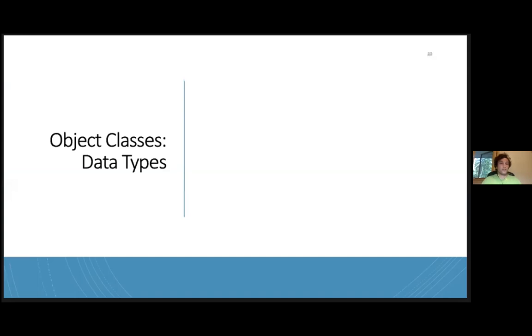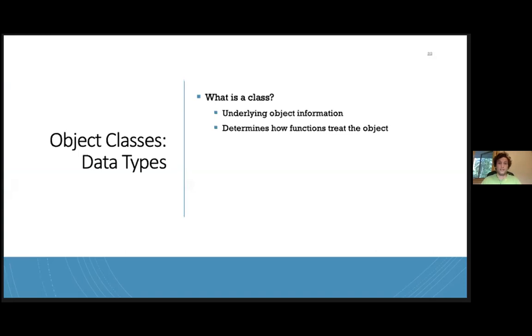To the next topic, we're going to talk about classes. And classes are really the essential topic, I think, for today. They're going to help you the most when it comes to troubleshooting your code or issues that you might have. So talking about some of the classes or the data types that exist in R, first we want to talk about what is a class. So a class is just underlying object information. They're bits of info that describe your object. And the class of an object determines what a function can or cannot do to the object.